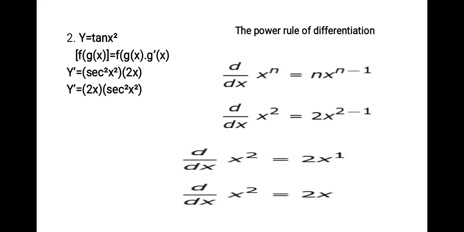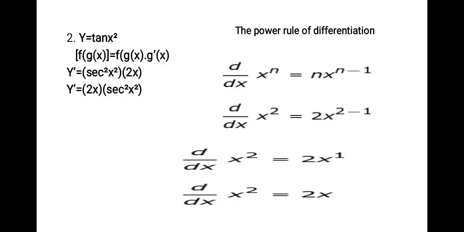Number 2, y is equal to tan x squared. So the derivative of f of g of x is equal to f prime of g of x times g prime of x. So y prime is equal to secant squared x squared times 2x. So y prime is equal to 2x multiplied by secant squared x squared.